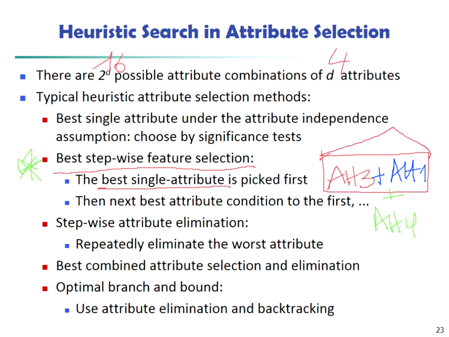Okay. So the second manner is to eliminate the worst attribute. In the first iteration, we will eliminate the worst attribute. If we have n attributes, we will obtain n-1 attributes in the first iteration. After that, we will eliminate another attribute. We will obtain n-2, etc. So there are many manners to search for the best attributes.